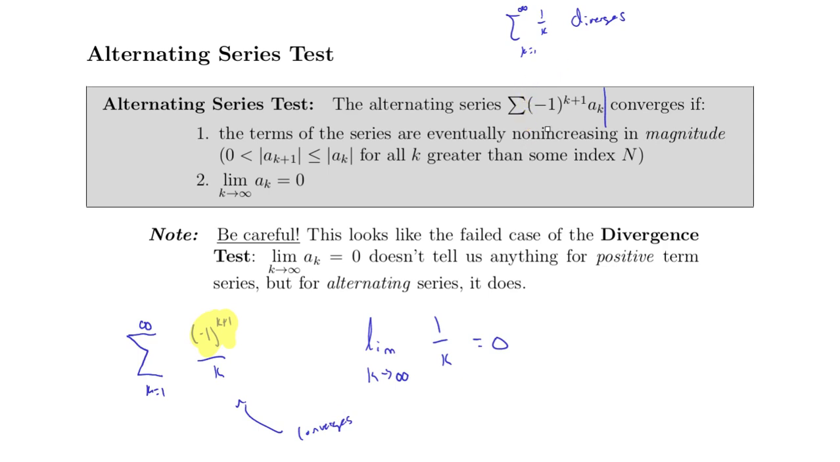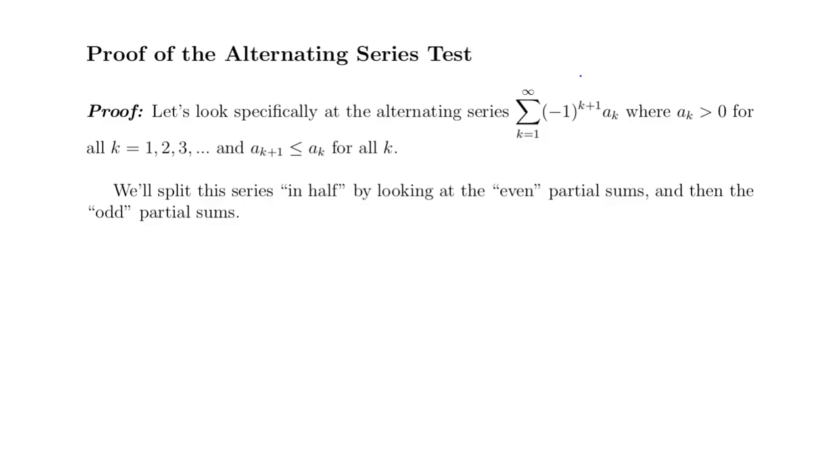Oops, I wanted to erase, not highlight. So that's something a little bit weird. So this is the alternating series test. For alternating series, if the limit of the terms does go to 0, that's enough. All right, let's prove this.